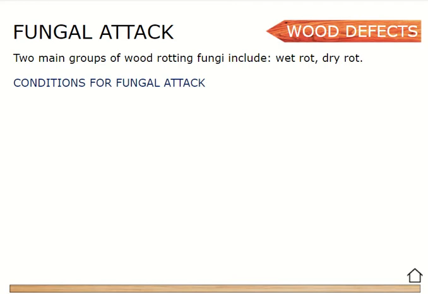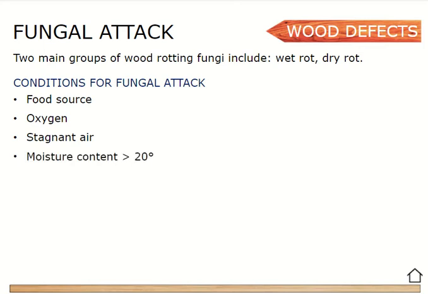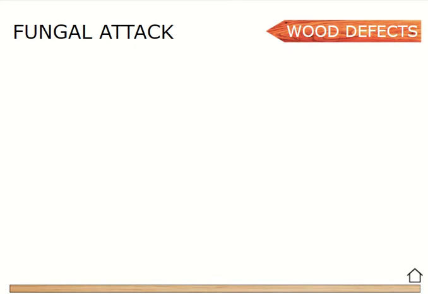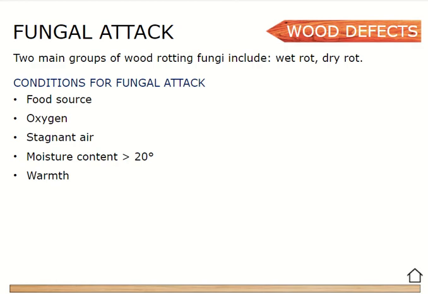Alright. The conditions that are needed for fungal attack: a food source, so that's an obvious one. That's obviously the wood. Oxygen, which there should be pretty much everywhere. Stagnant air. Okay, so that's kind of a closed space where the air doesn't smell great. Okay, it's not fresh. Moisture content above 20%. Heat. Okay, so they are, sorry, I went past them. So they're the 5 main things that are needed, or conditions that are needed for fungal attack.